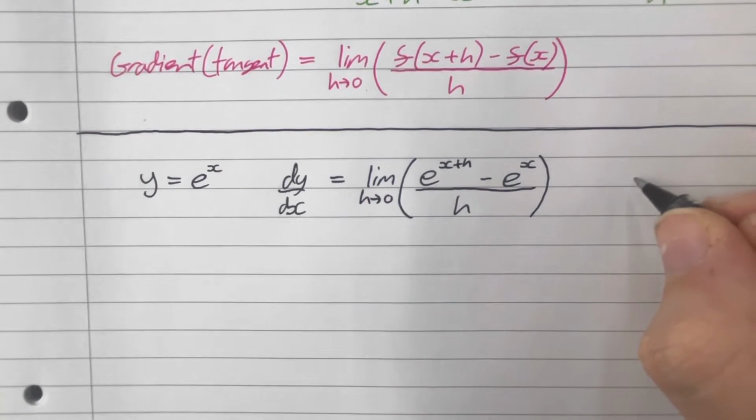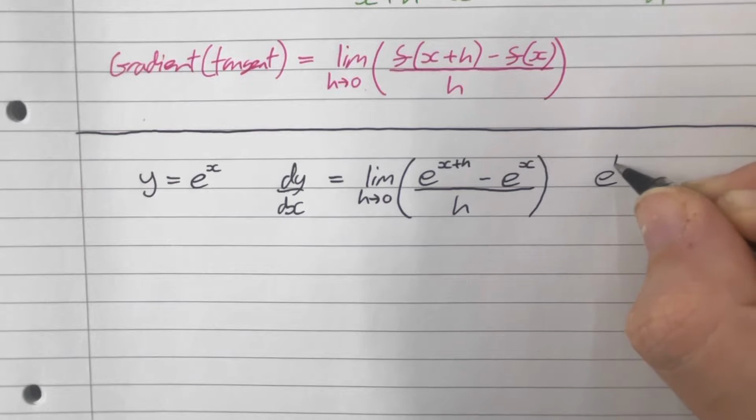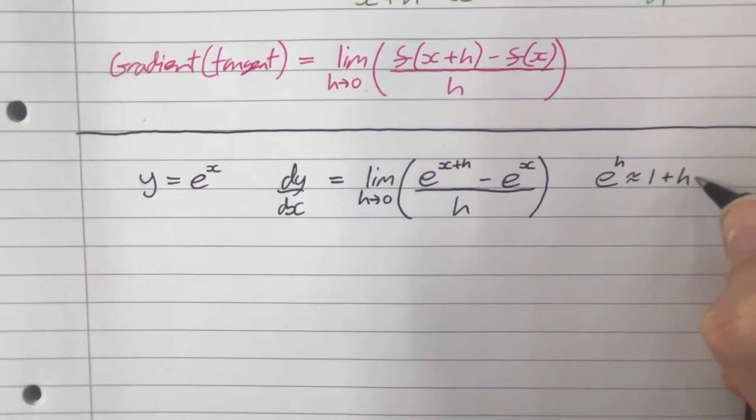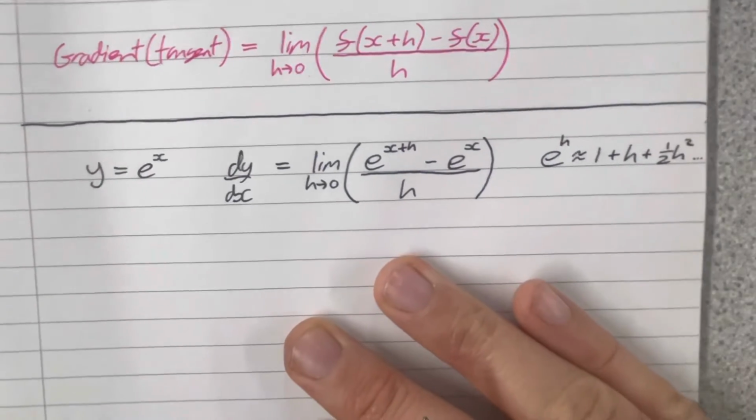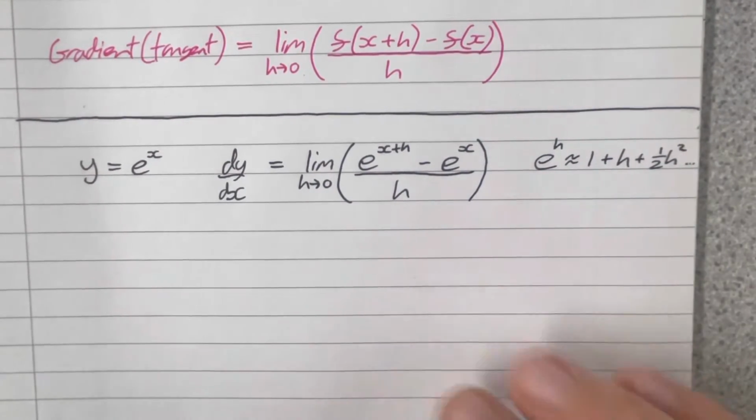Now we need to know something called the Taylor series for e. So we're going to say e to the h is approximately 1 plus h plus a half h squared. It does carry on. Next one will be plus a 6th h cubed, plus a 24th h to the 4, and so on. But I'm just going to use the first few terms there.